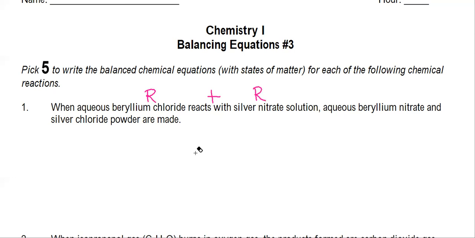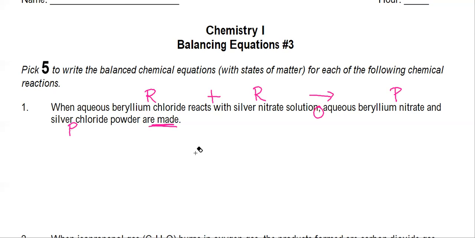Okay. And then there's this comma. Aqueous beryllium nitrate and silver chloride powder are made. So the "are made" tells you that those two things are products. The beryllium nitrate is a product and the silver chloride powder is a product. But you don't put the arrow at the "are made" part because that doesn't make sense. You have to put it where the comma is so that it goes between the reactants and the products.